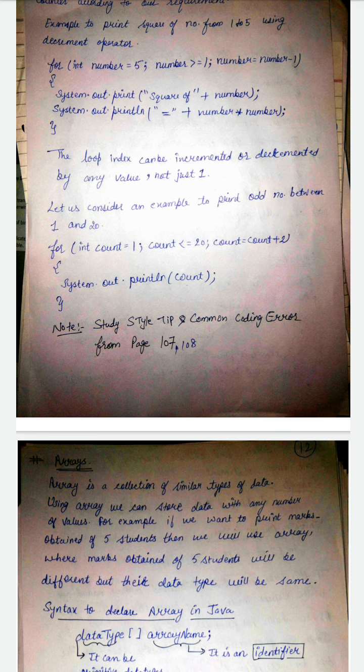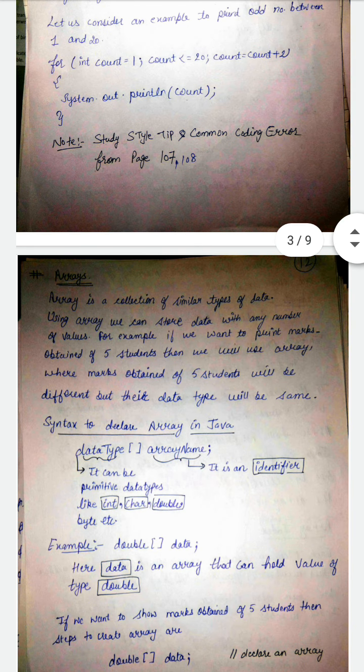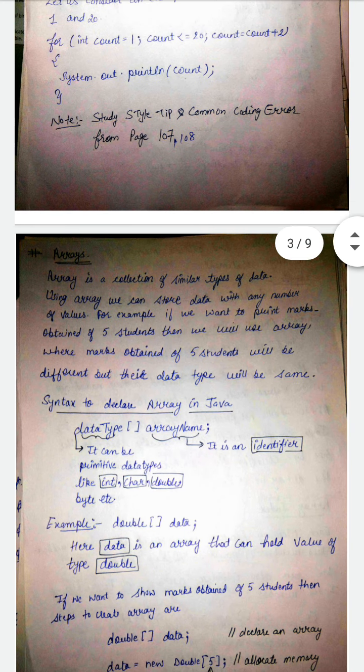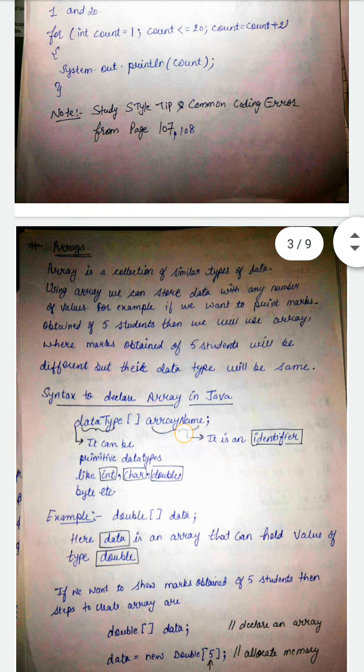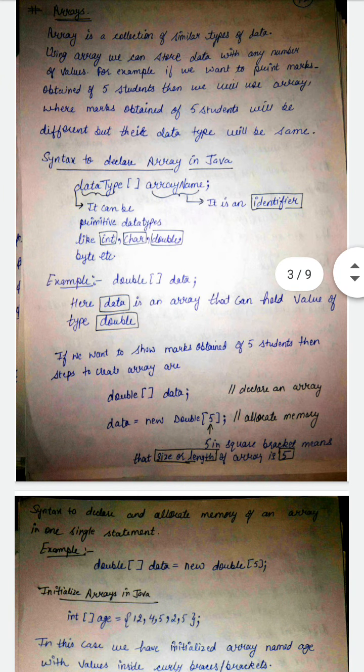Now a study tip: you can go through pages 107 and 108 of the book, which is easily available on the CBSE website. After that our topic is arrays. Till now we have completed the selection and repetition structure statements, and now our new topic begins from arrays.